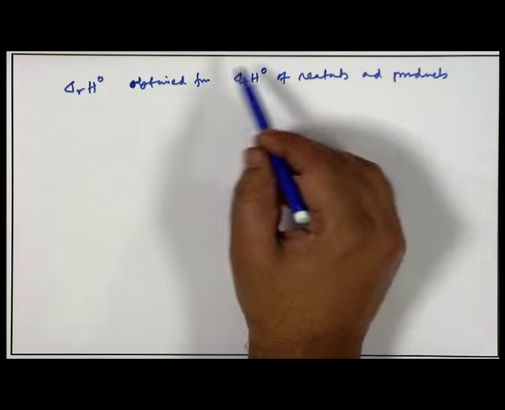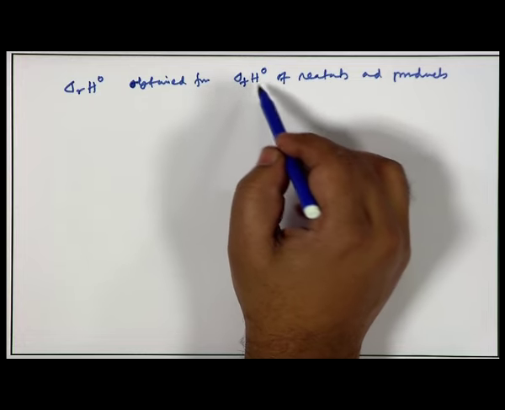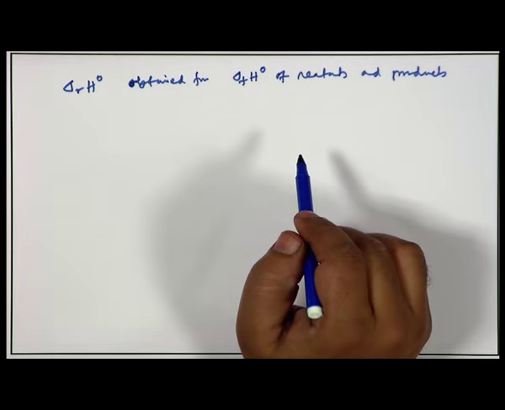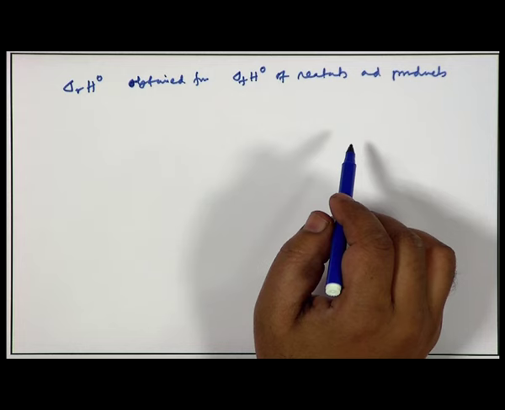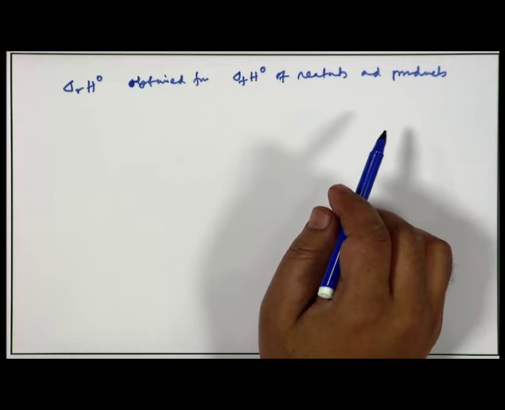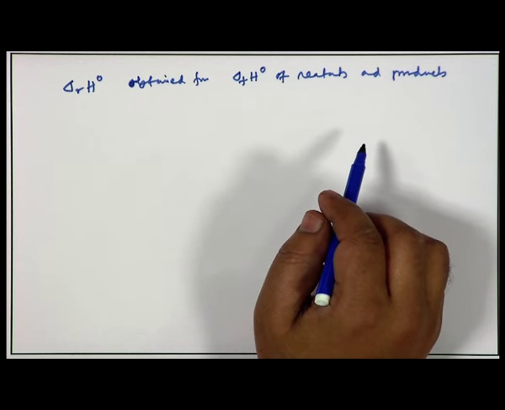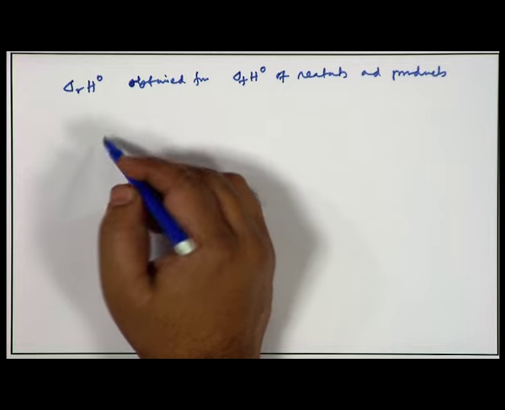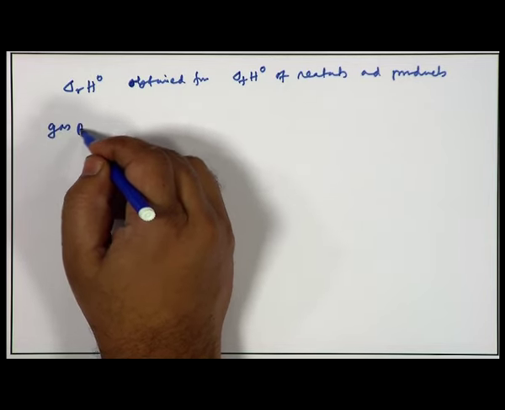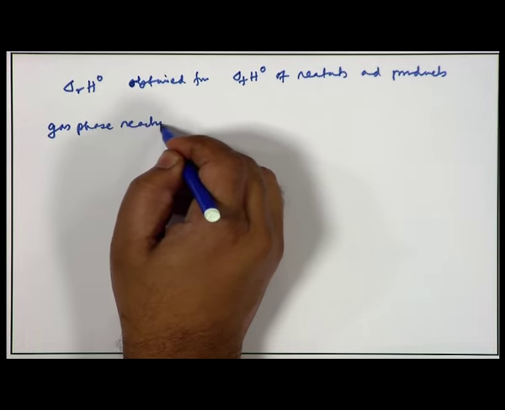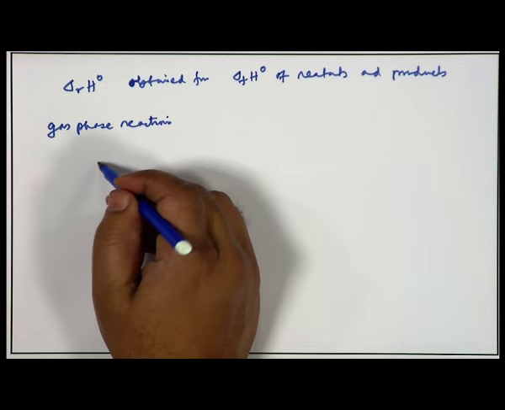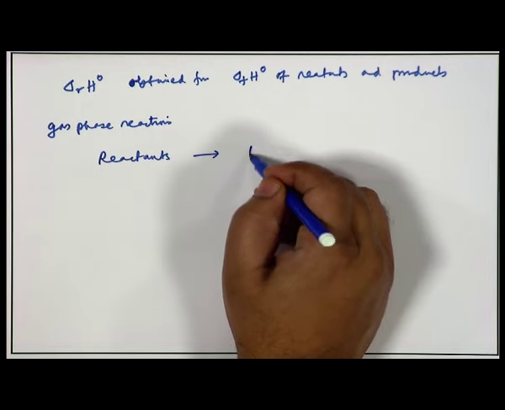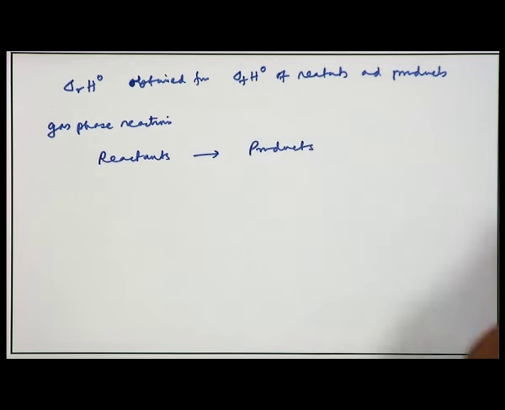Now, in some cases these values, especially in gaseous phase, are not available; the delta H of formation for some cases is not available. Then the mean bond enthalpy or the bond dissociation enthalpy comes in handy to get the reaction enthalpy, or standard enthalpy of reaction. So, if you consider a gas phase reaction, we can write just the general form, reactants to products, that is our reaction.